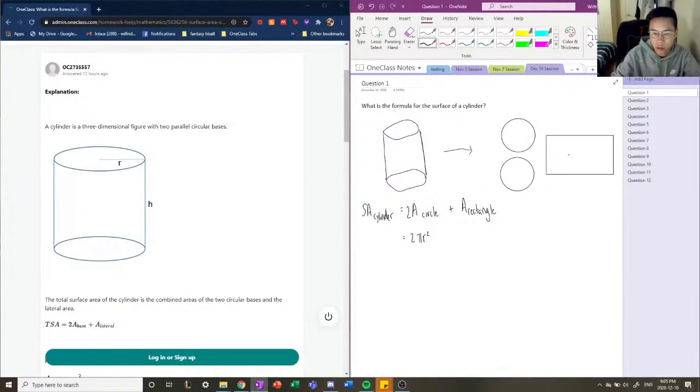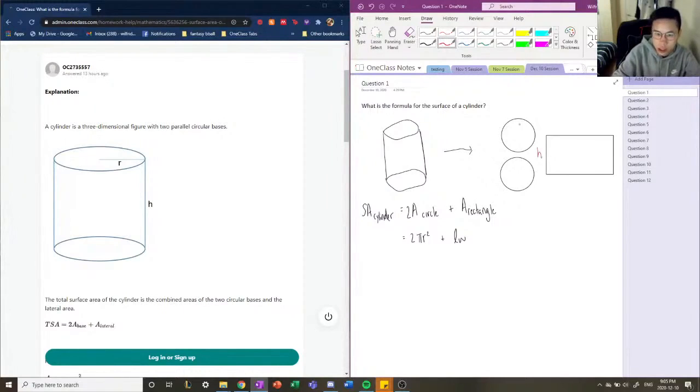All right, we know what the area of a rectangle is. The area of a rectangle is its length times its width. But we want to be a little bit more specific here. How do the length and width relate to the radius of the circles? First of all, the width doesn't really relate. The width is the height of the cylinder itself. So the width of this lateral area is going to be the height. So let's write that down here.